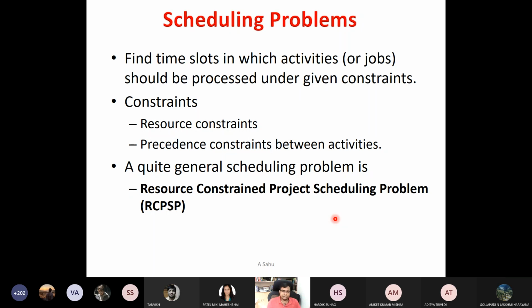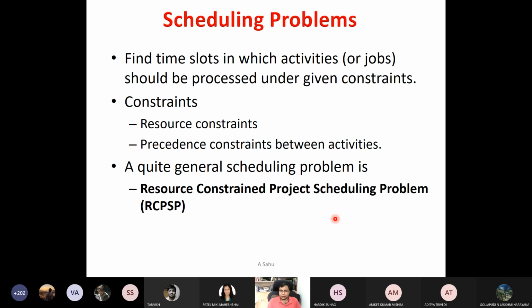Suppose you are taking not independent jobs but dependent jobs, then there are predecessor and successor kinds of things. Unless the predecessor executes, you cannot run the task. So this is the precedence constraint, and the resource constraint comes from the allocation side. What are the resources? How many resources? So find the time slot in which the activity or job should be processed under the resource constraint and precedence constraint. This is the standard definition of the scheduling problem.